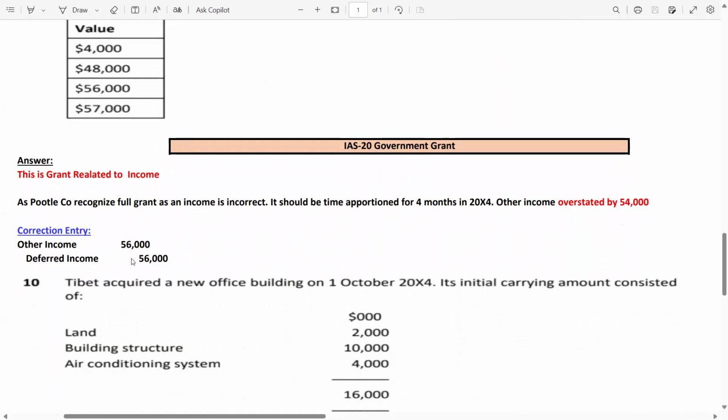Deferred income 56,000. Only 4,000 of the grant should be recognized, but the Portal company recognized the complete 60,000, so it is incorrect. That's why you have to make this entry. Other income 56,000, deferred income 56,000.